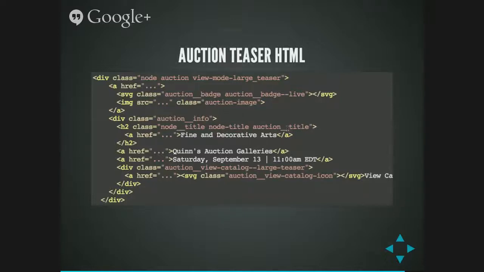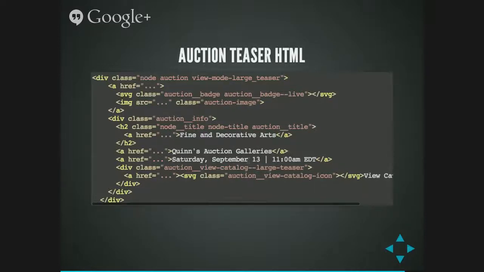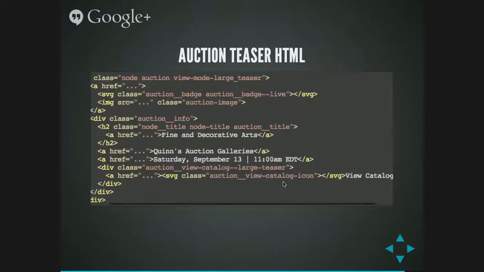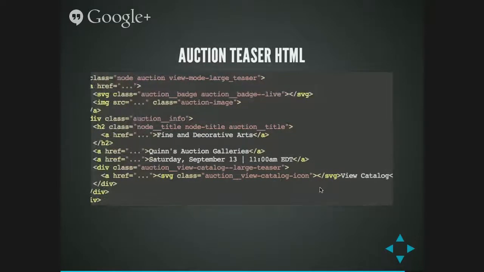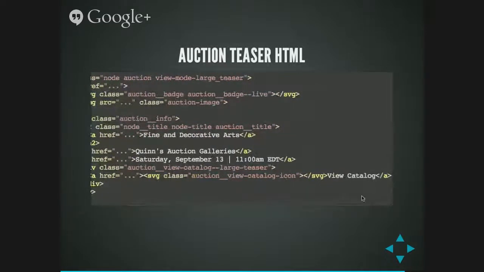And then auction underscore underscore title for the title of the auction. There's the gallery name, just a link. It's fine on its own for this. And the date and that view catalog link. And we had to customize it depending on what the view mode was. And there's that icon. It's an SVG icon. Okay. Oh, and then the text, the link.